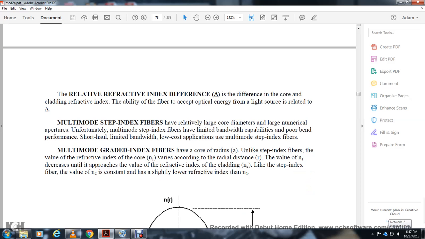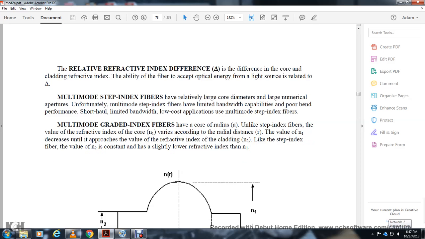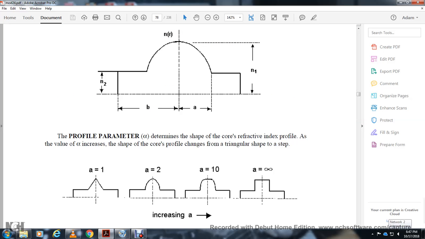Multimode graded index fibers have a core radius a, compared with step index fibers. The refractive index n1 of the core varies with the radial distance, and the value of the index n1 can increase up to the value of the refractive index n2 of the cladding. Like the step index fiber, the refractive index of the cladding is constant and slightly lower than the core refractive index. The refractive index profile parameter alpha determines the shape of the core refractive index profile.